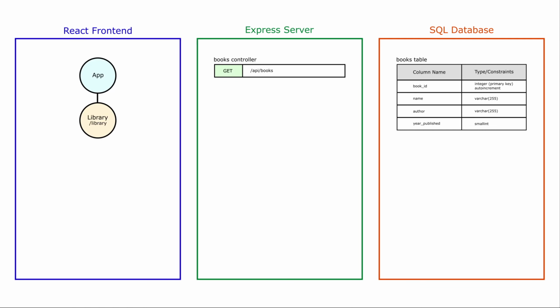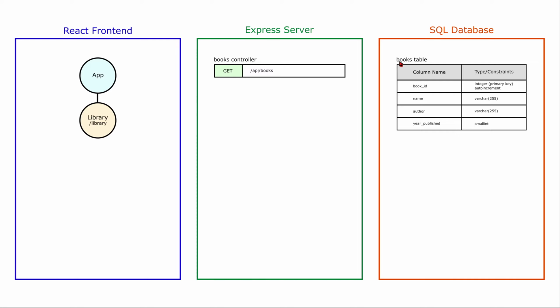Let's start by taking a look at the plan for our application. Now this is intentionally simple because this whole project is really meant to get you started. In our front end, we're going to have 2 components. App.js will be our parent or core component. And as a child, we will have library at the /library route in React Router DOM. This component will be in charge of rendering all of the books in our library. In our Express server, we will have one controller for our books endpoints. And in that controller, we will have one endpoint, a get for the /api/books route.